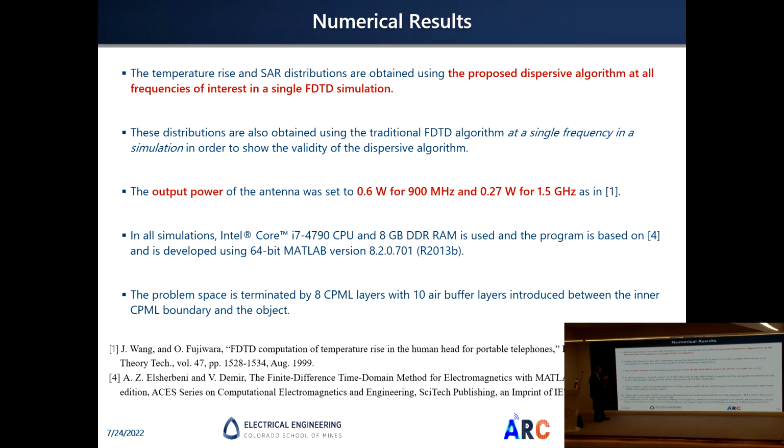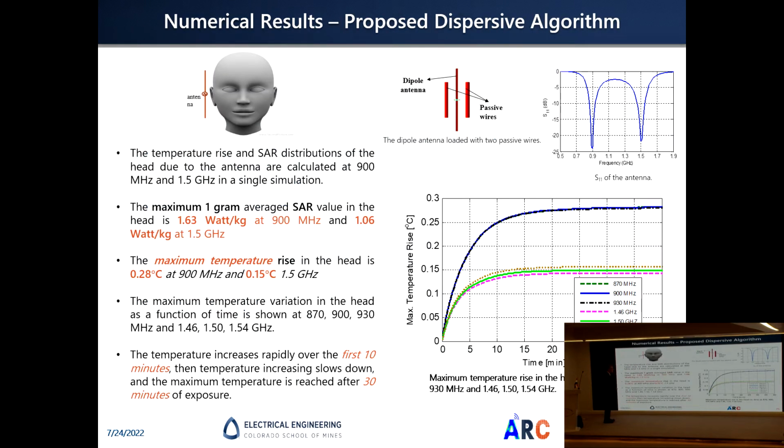The power that was used at 900 megahertz is 0.6 watt, and for 1.5 gigahertz we use about 0.27 watt incident power. In the simulation results, you can see here that we have two different frequencies, 900 and 1.5. And since we are running a dispersive code, we thought it might be good to check the performance at two frequencies around 900 and two frequencies around 1.5. So for all those 6 frequencies, we obtain the result from one run in finite difference time domain.